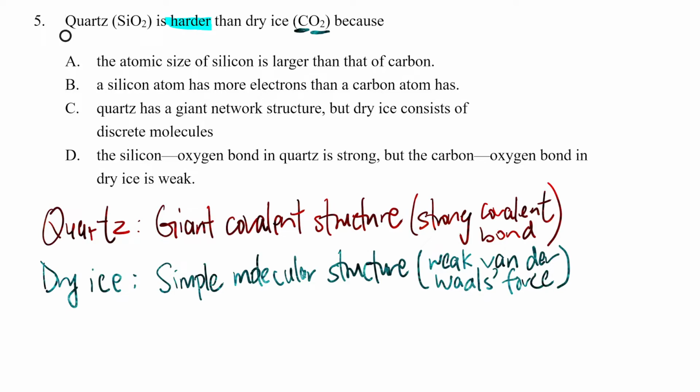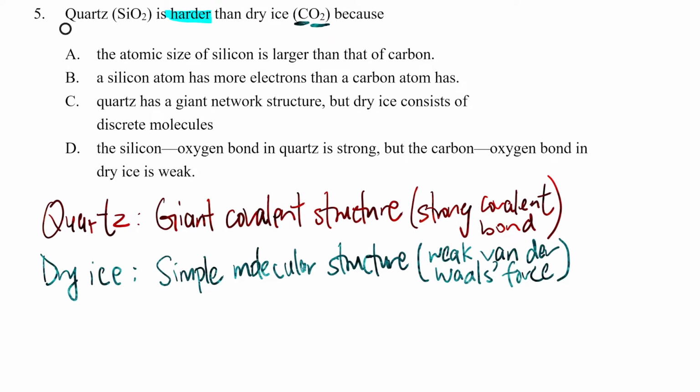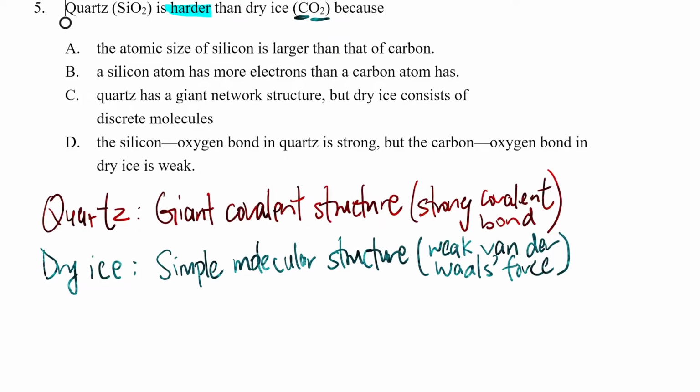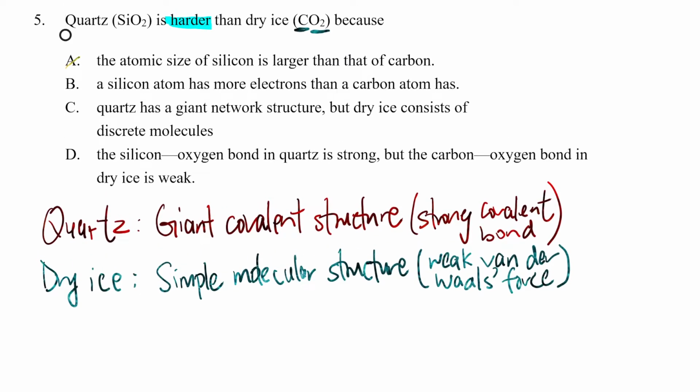So now let's look at the options. Option A, the atomic size of silicon is larger than that of carbon. Nope, it does not answer the question of why it's hard. So this is not true. Option B, a silicon atom has more electrons than a carbon atom. This is also wrong because it's not related to hardness.